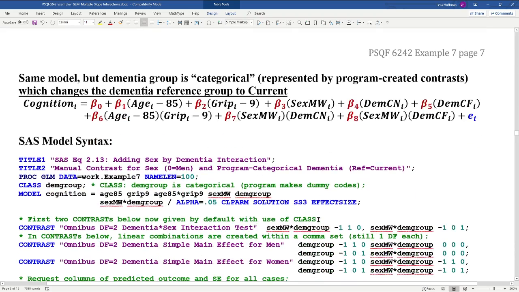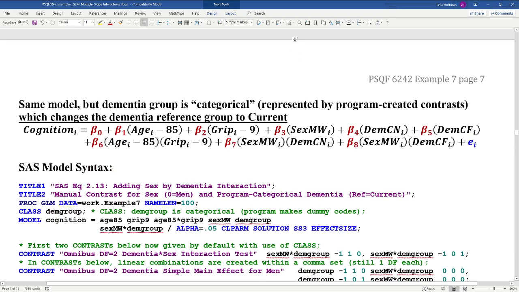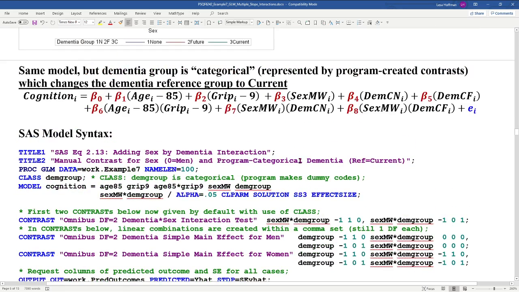So this example is starting on page 7 of example 7. And I am changing the coding of the model by letting SAS do the coding for me. So Stata as well. So here's the big difference in what's going to create all of the subsequent differences in what the coding and the interpretation looks like.